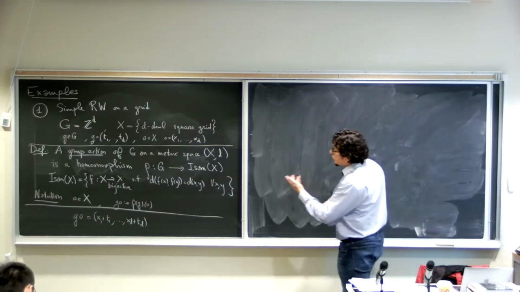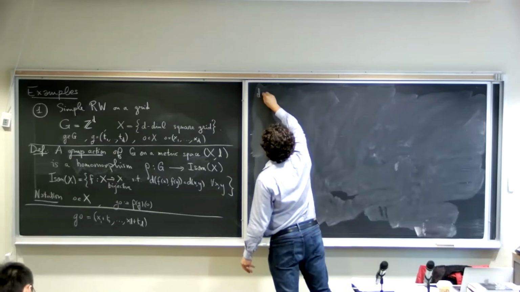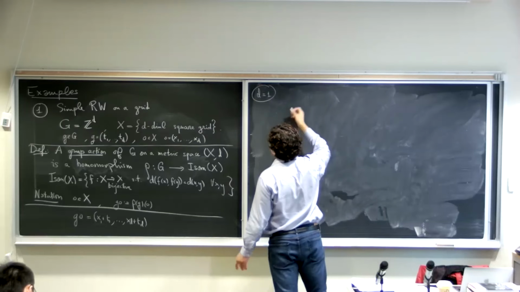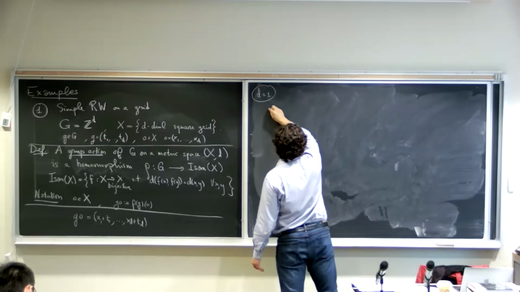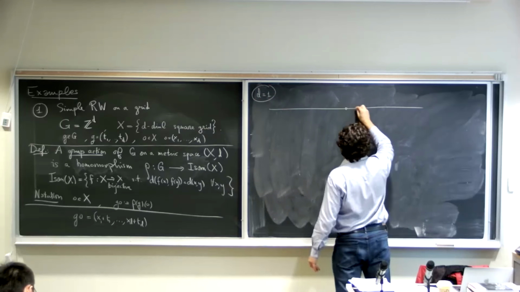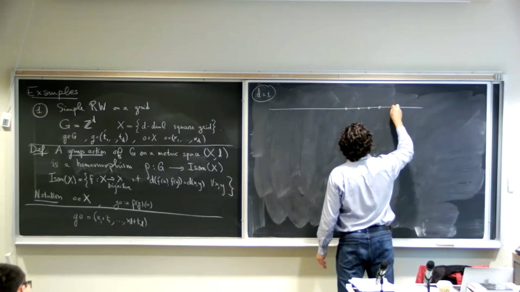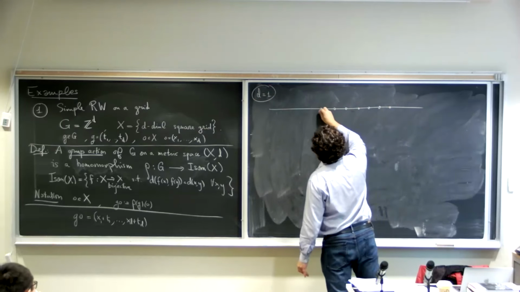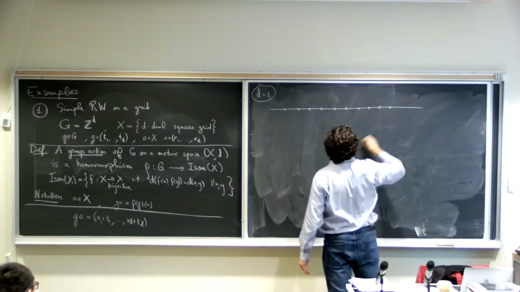So the first sub-example, if d equals one, well, then X is really just the classic one-dimensional lattice, Z.